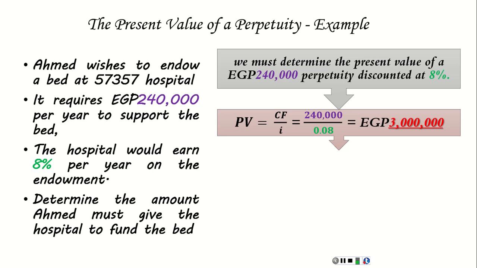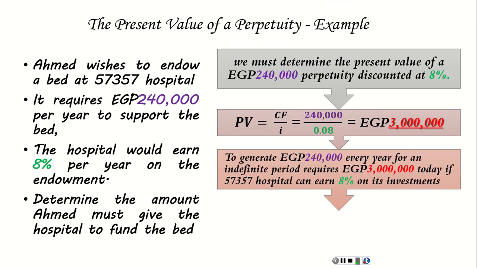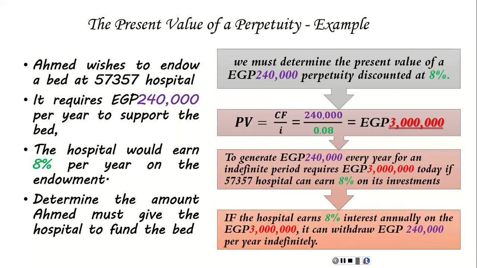What does it mean? Mr. Ahmed, to generate 240,000 Egyptian pounds every year for an indefinite period, requires paying 3 million Egyptian pounds today, if the hospital can earn 8% on its investment. In other words, if the hospital can get 8% as the rate of return annually on 3 million Egyptian pounds, it can withdraw 240,000 per year indefinitely.